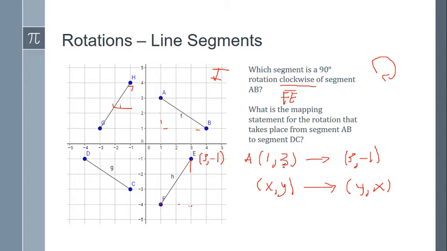But then that's not it. Then we made the second one here negative. The X coordinate that was a positive 1 now became the new Y coordinate with a negative sign in it. So I'm going to make that second coordinate negative. That would be the mapping statement. And if you pull out your notes from what we were just doing, that is the exact same mapping statement as a 270-degree rotation in the counterclockwise direction.